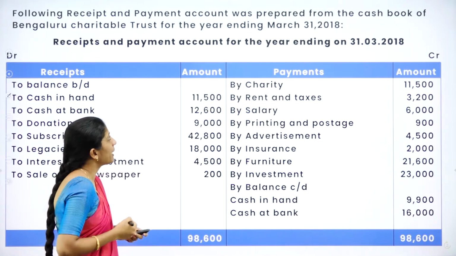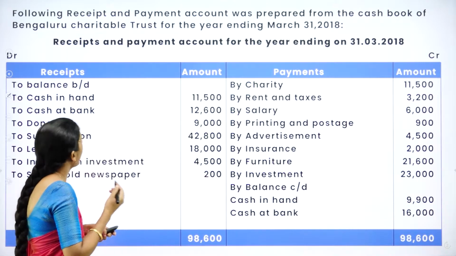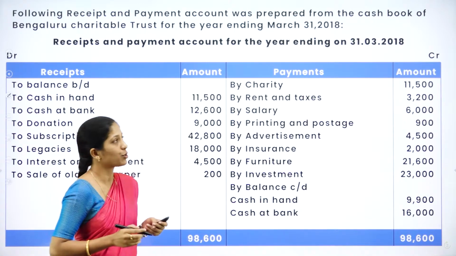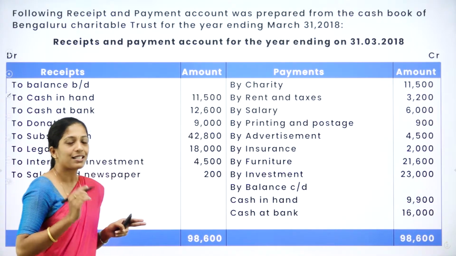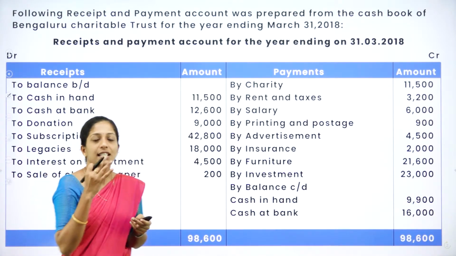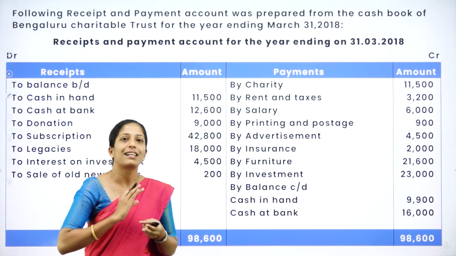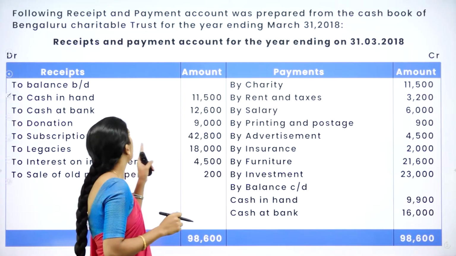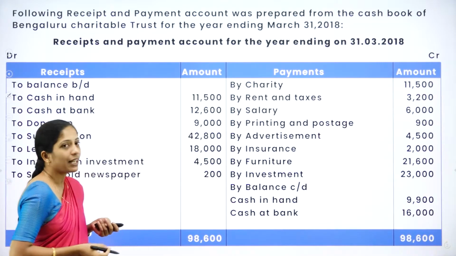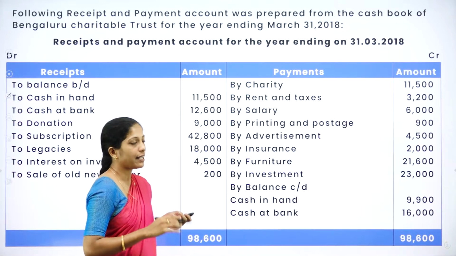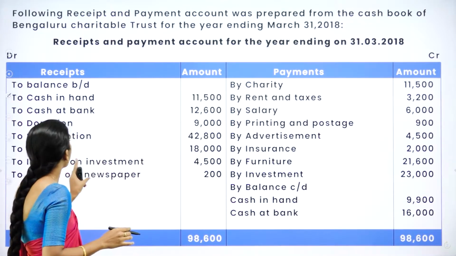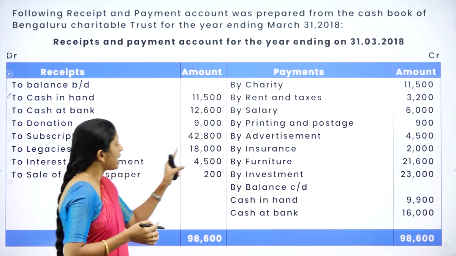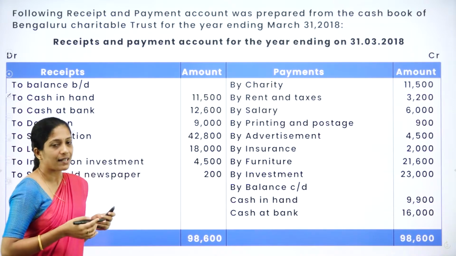The following receipt and payment account was prepared in the cash book of Bengaluru Charitable Trust for the year ending 31st March 2018. So they have given the receipt and payment account. Once we see it, immediately we shall segregate which are the revenue items and which are the capital items. Under the receipt side we have certain items, and under the payment side they have given certain items. Now we shall segregate where these items will come.